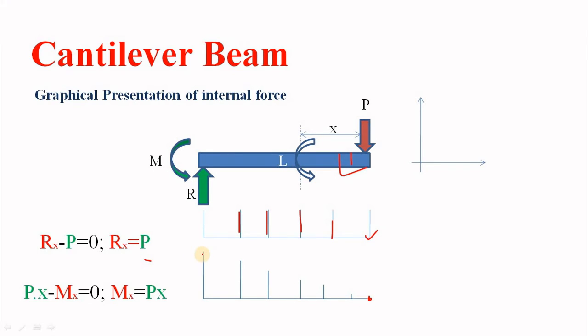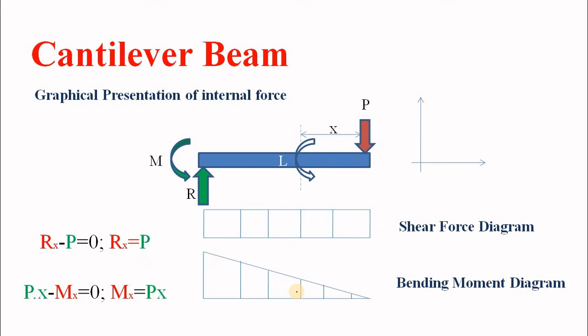And at the support, what is the value of M? P into x. x is here the distance, or L. So at the support, it is coming as PL. And in between you can find, let's say, P into L by 2. So like that you can plot at each and every point of this beam how much vertical force and how much moment is coming. And this type of graphical presentation of internal forces is known by some specific terms. What are the terms? Well, the first diagram is known as your shear force diagram.